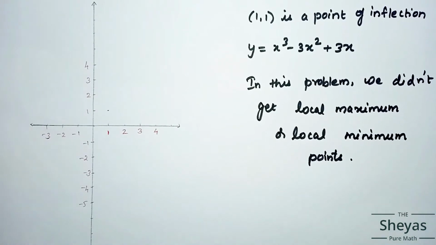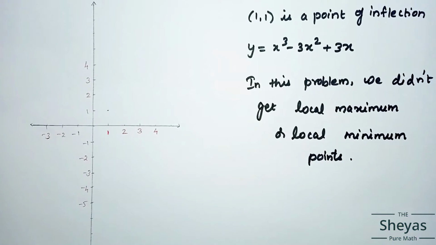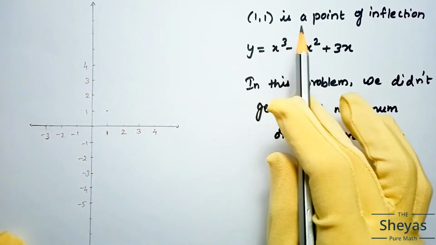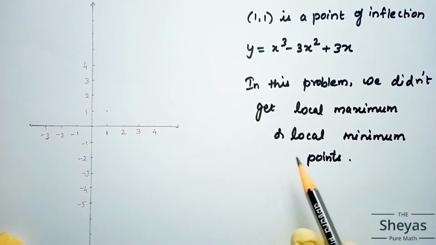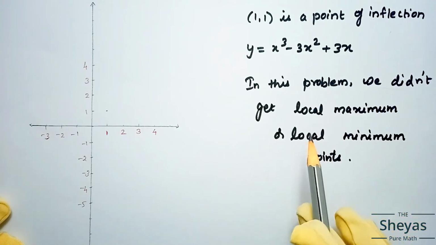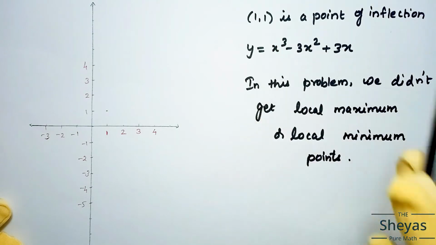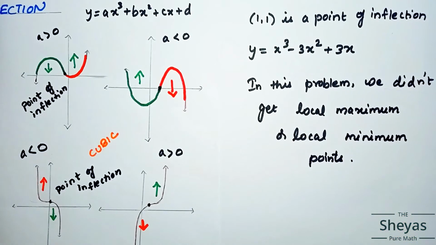Now we are going to sketch the graph of the function y is equal to x cube minus 3x square plus 3x using the point of inflection. So see here, when solving the problem, what are all the things we have got? 1 comma 1 is a point of inflection. From the problem, what we understood is that we didn't get any local maximum or local minimum points. We only got the point of inflection. Now we are going to sketch the graph.